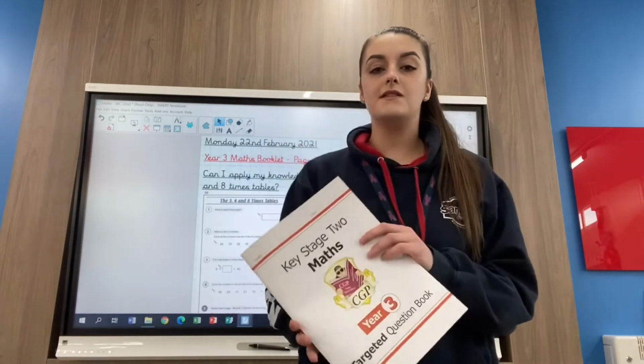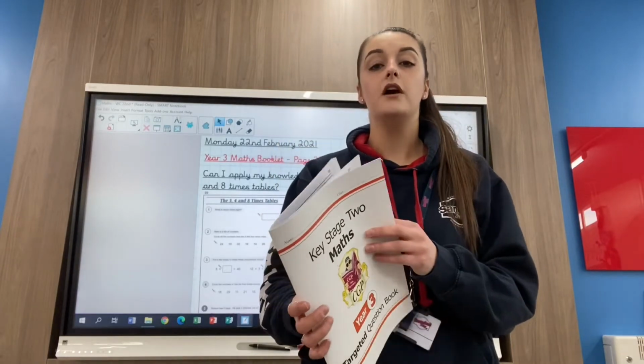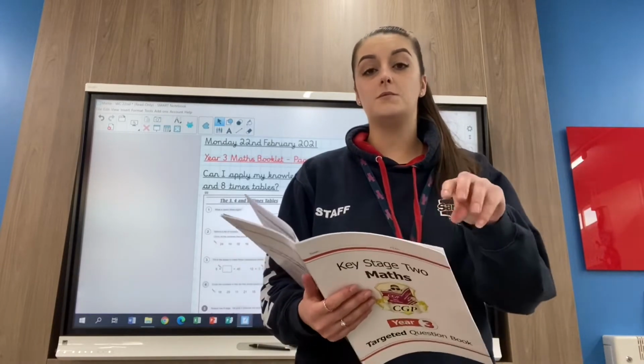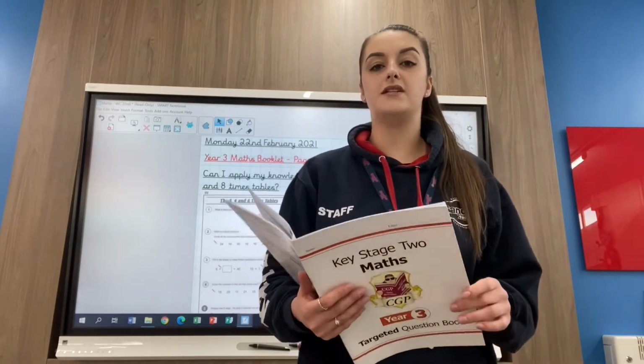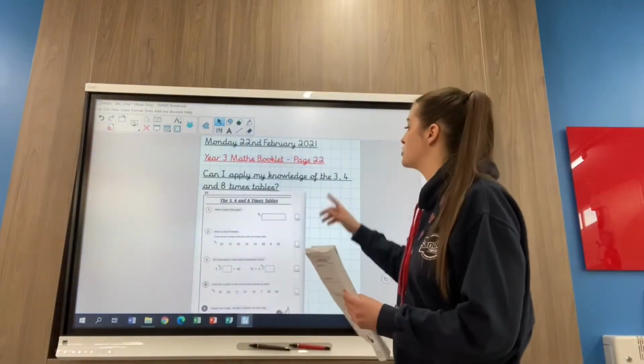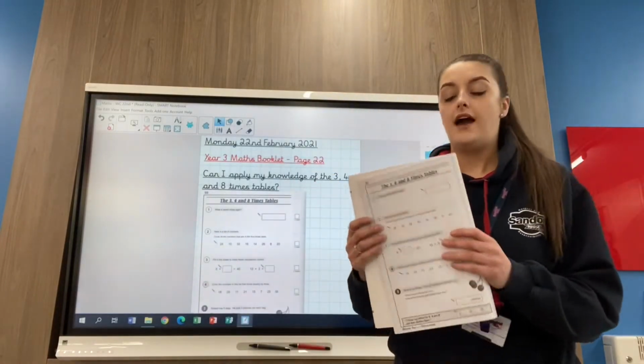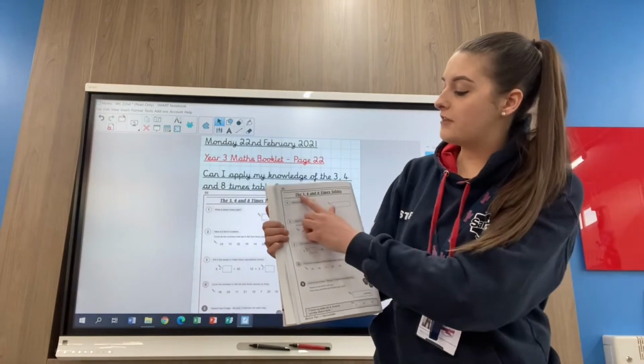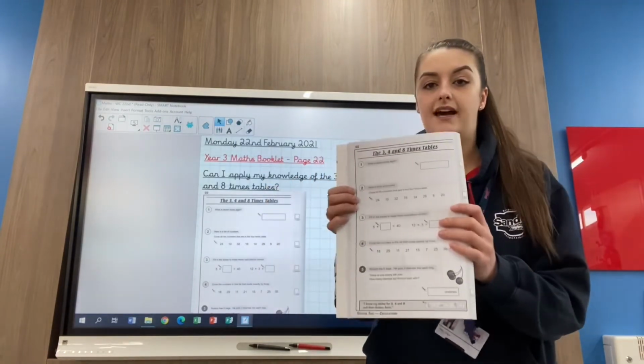Now we're going to use this book a bit differently to our last book. We're not just going to start from the first page and work our way through. I'm going to be picking different page numbers every day. So you need to make sure you're listening to our videos because it'll be a different page number every day. So today's learning is on page 22 in this booklet. And you can see on page 22, we've got the 3s, the 4s and the 8 times table.